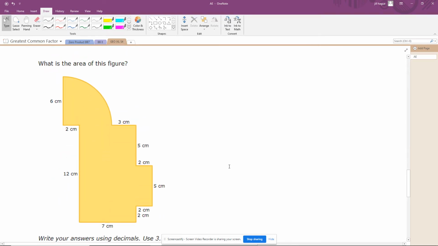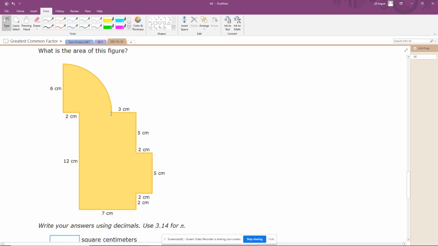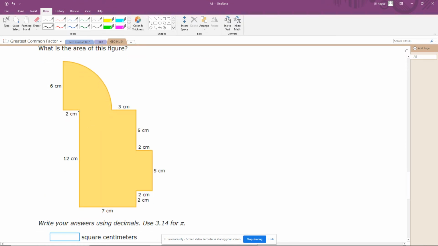Okay, we want to know the area of this figure. So I'm going to try and freehand this. We have a semicircle right here. All right, and then maybe I'll break it down into a rectangle there and there. We'll call this shape 1, that shape 2, and that shape 3. And notice down here it says write your answers using decimals, using 3.14 for pi.